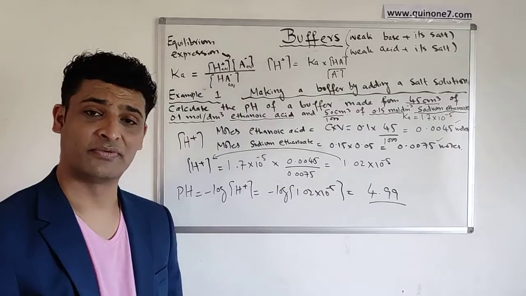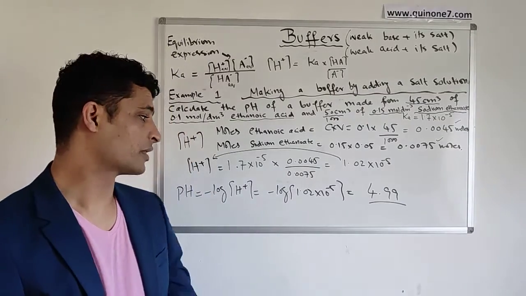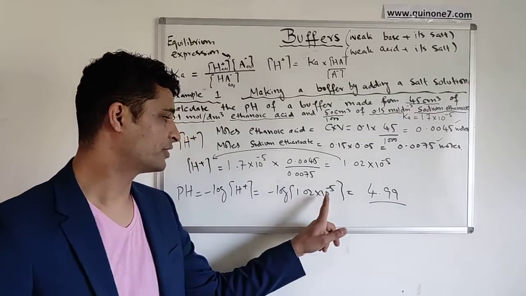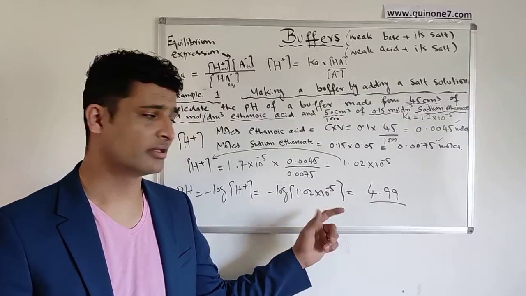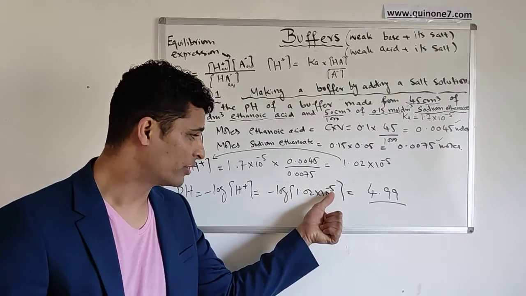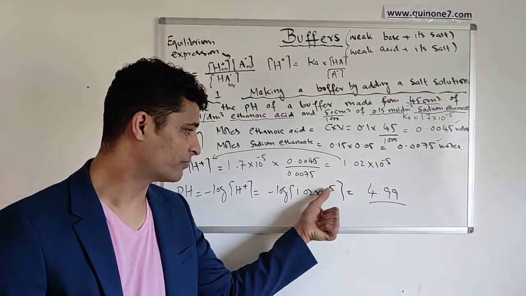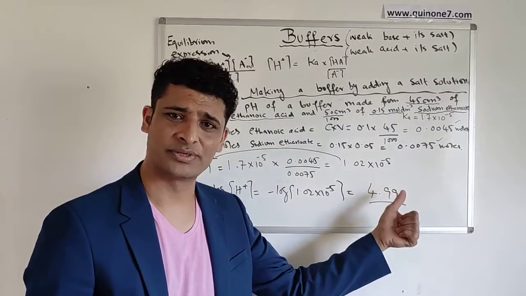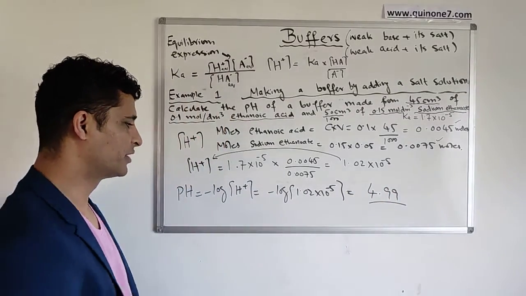I did mention that before. Whenever you see a concentration value with 10 to the power minus 5 or minus 3, your pH will be slightly less than the power of 10. So if it's minus 5, it should be around 4.8, 4.7, 4.6, or 4.99 in this case.